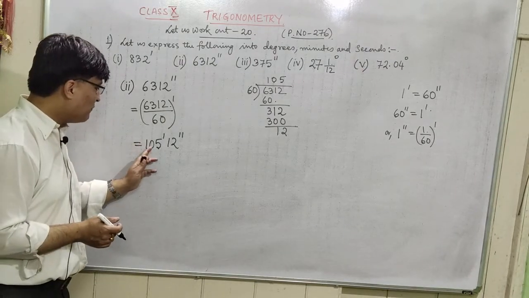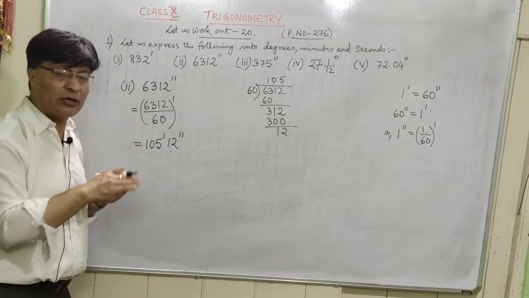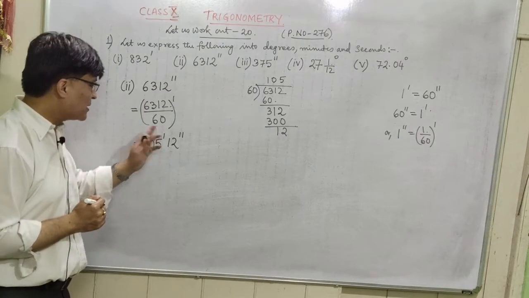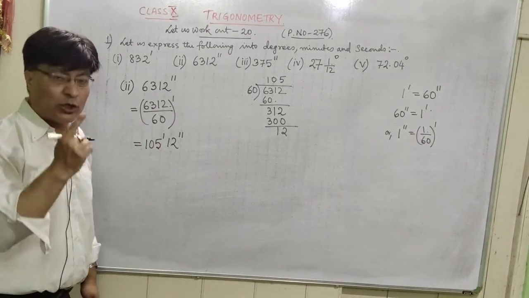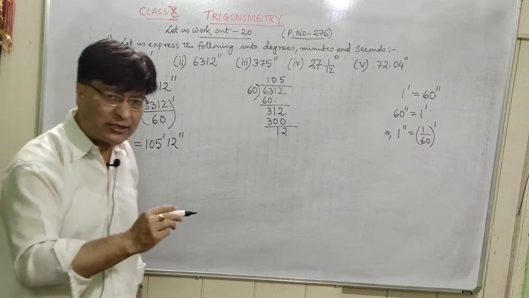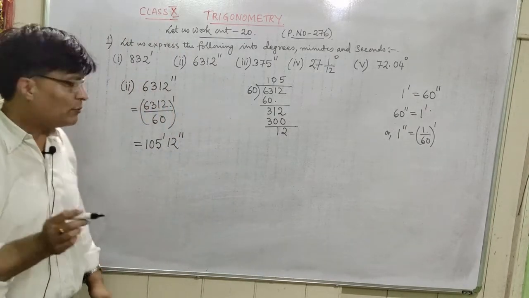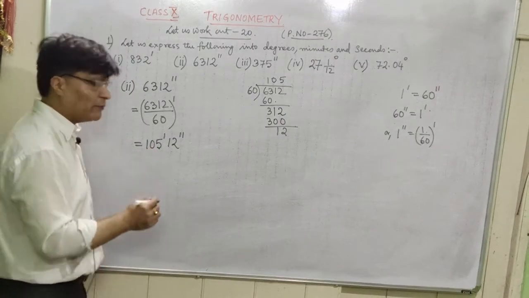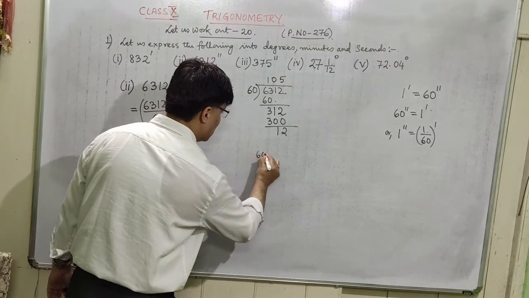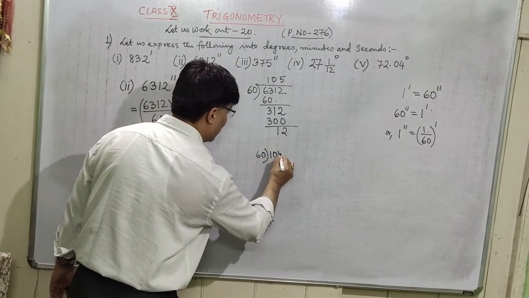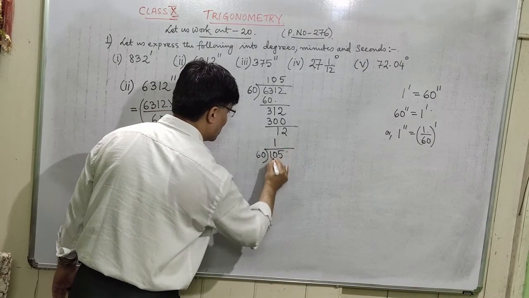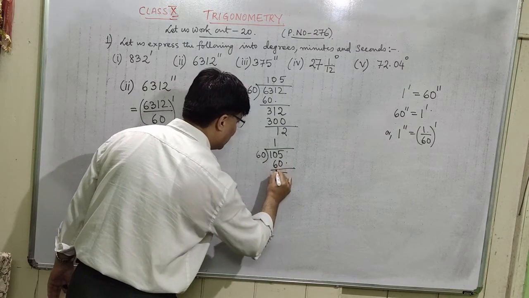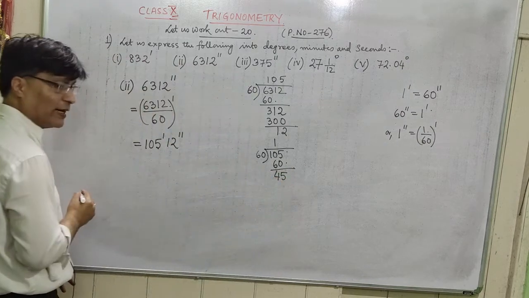Now since this 105 is more than 60, you can convert it into degrees. In order to convert this minute into degrees, you have to divide this minute by 60. This 105 should be divided by 60, right? 60 will divide 105. So it goes only one time, 60. So what is the remainder? 45.